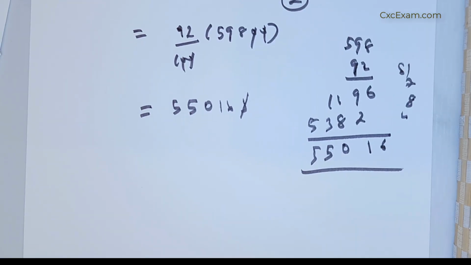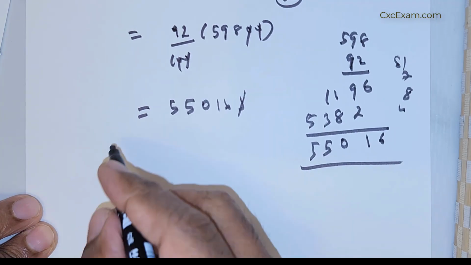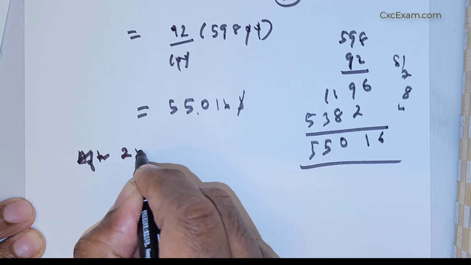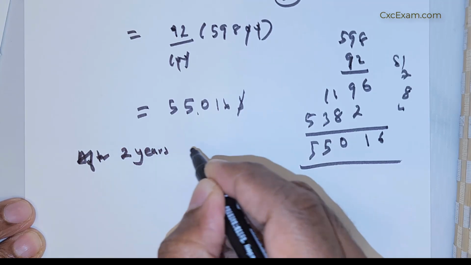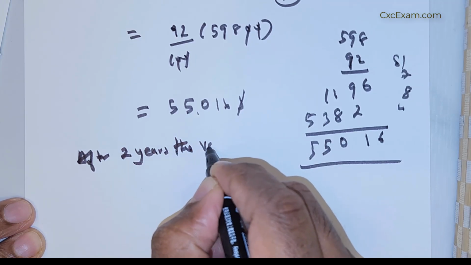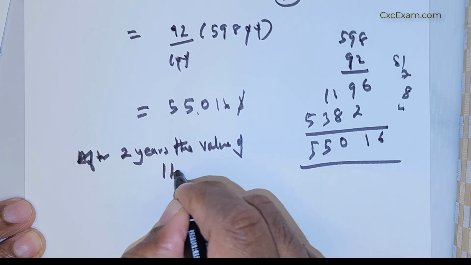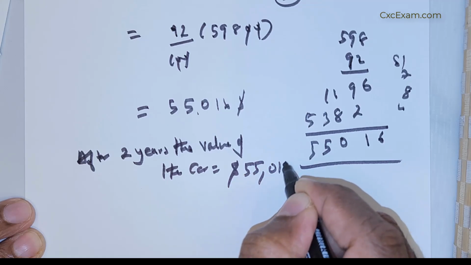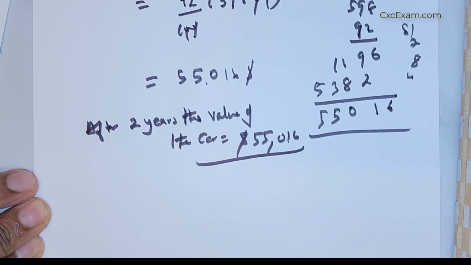Okay, hope you are able to watch that. So what is the conclusion? After 2 years, the value of the car is equal to $55,016. Okay, that's the answer for this question.